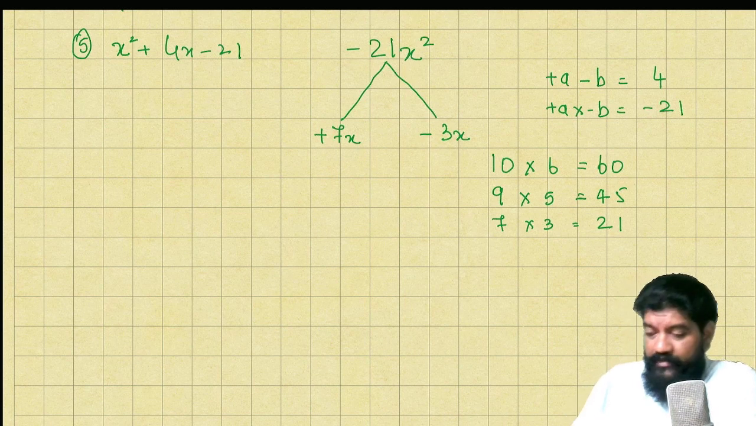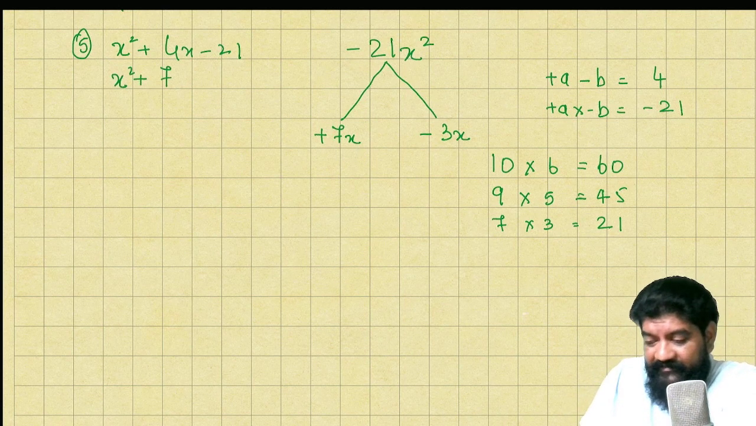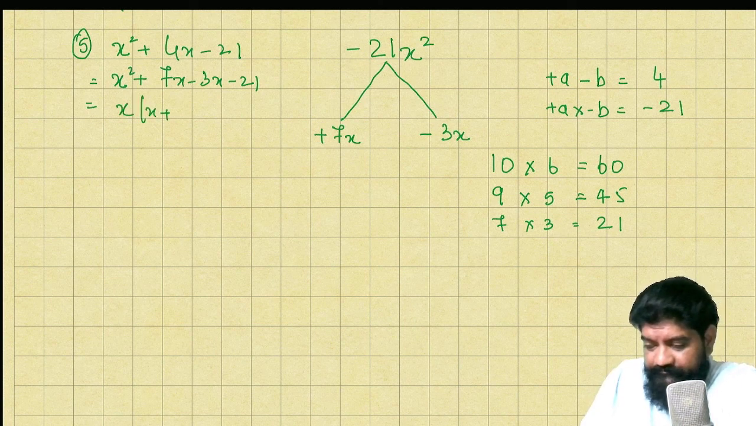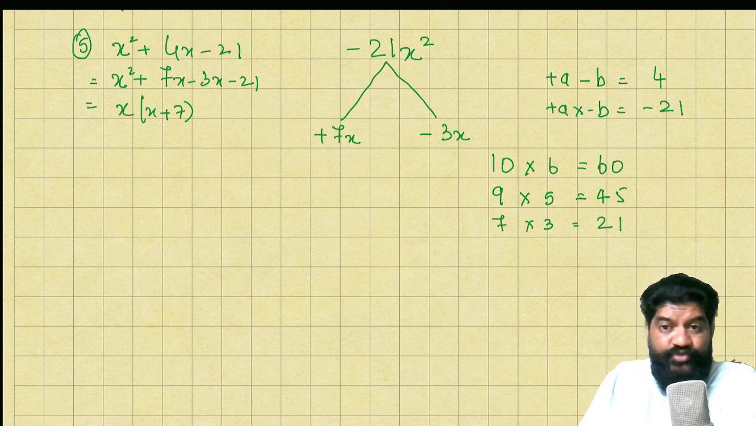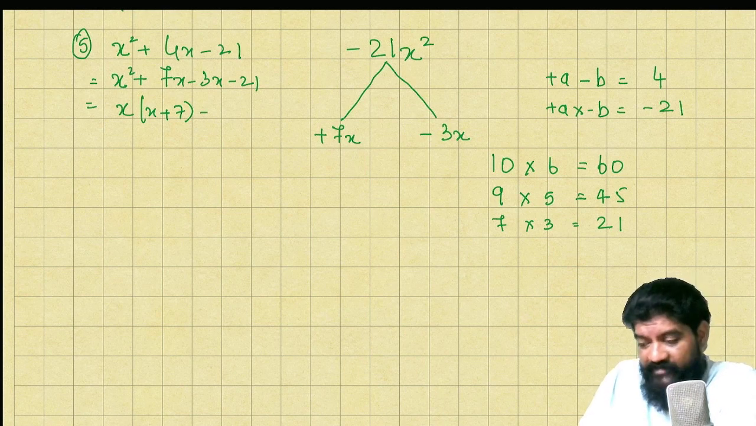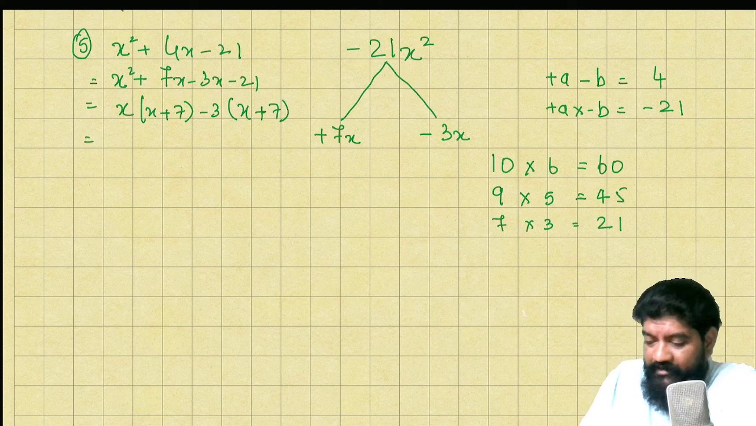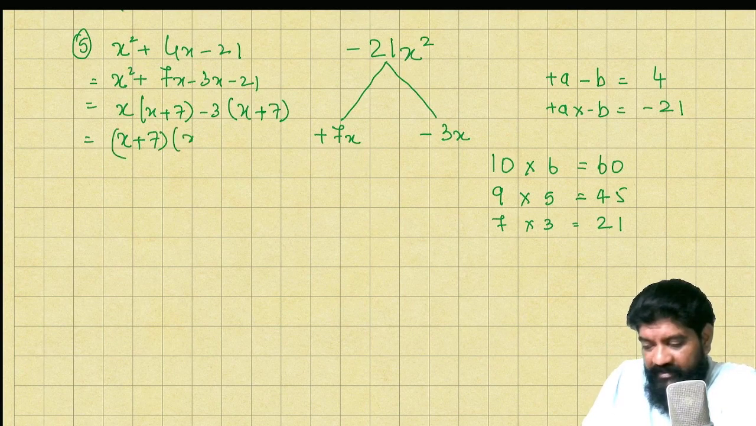Alright, wonderful. So what do I get? I'll have x squared plus 7x minus 3x minus 21. Again, I can take x common out from the first two terms, and from the next two terms, I'm going to take a minus 3 common out. What will I get? x plus 7. Now I see that x plus 7 is a common term from both of them, so I take that out common, and I'll remain with x minus 3.